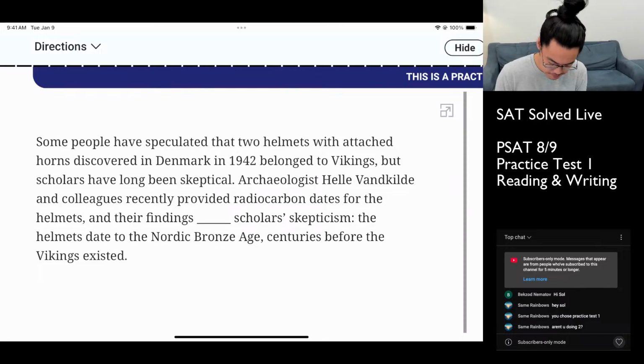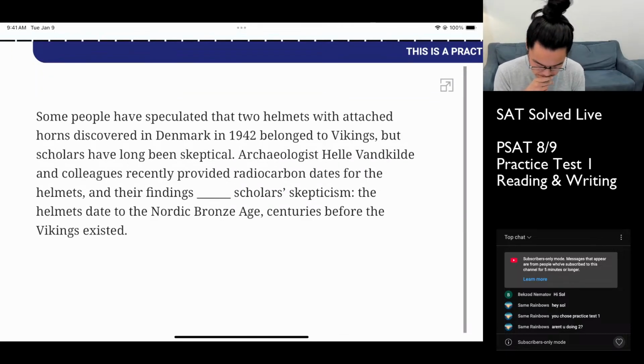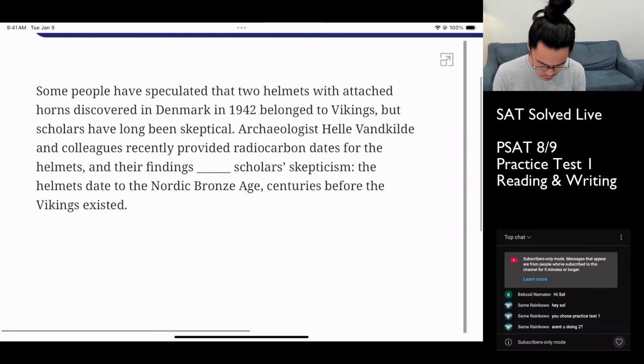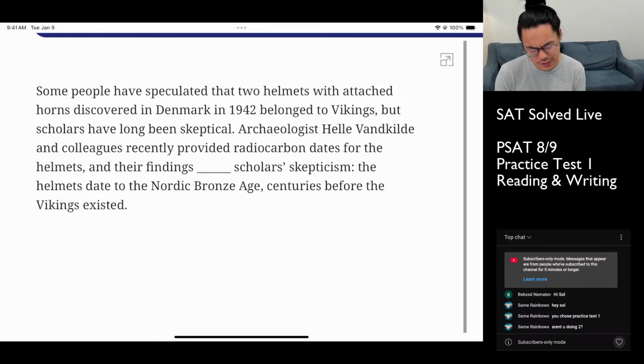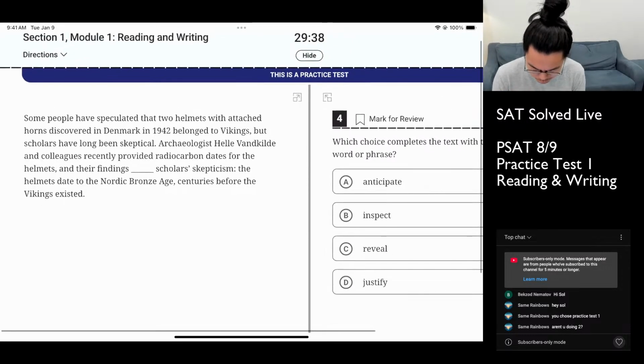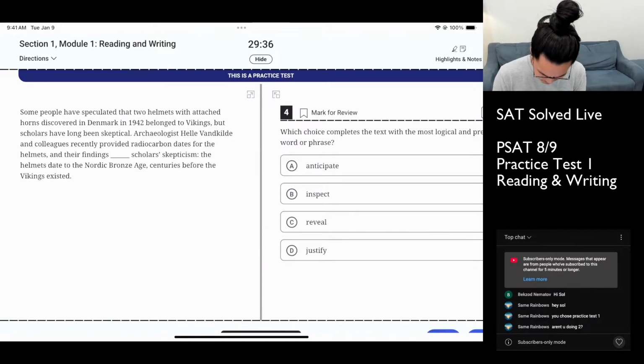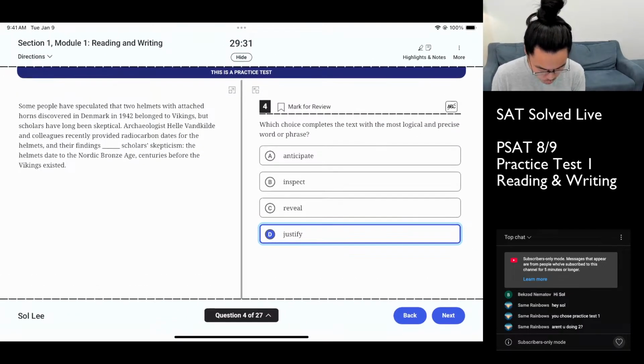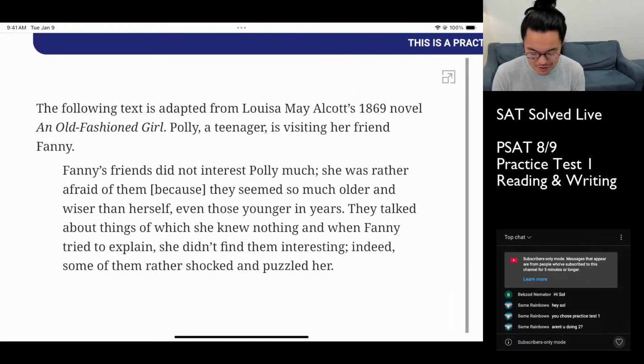Belong to Vikings. Skeptical. Radiocarbon dates and confirm. Not like redeem. What's the word? The V word. Vindicate. Justify the skepticism. Okay. Well, because of the before the Vikings, right? I was thinking of vindicate. It took me forever to come up with vindicate.